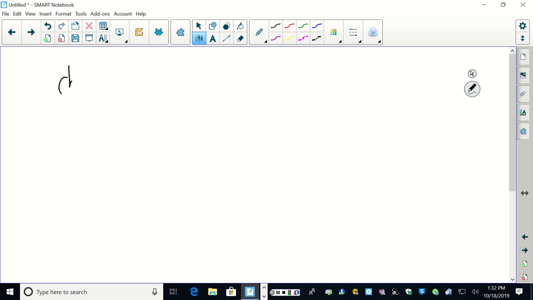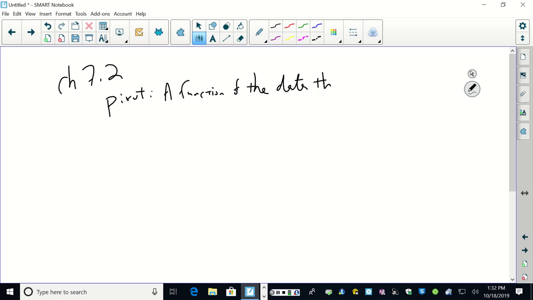So in chapter 7.2, a pivot is a function of the data that has a probability distribution that does not involve the parameter. It has a probability distribution that's not involving the parameter you're interested in.